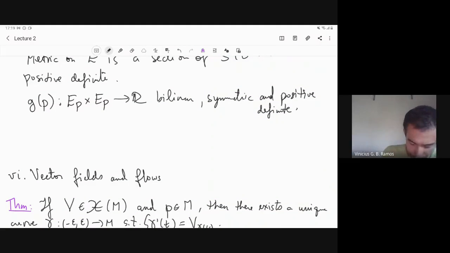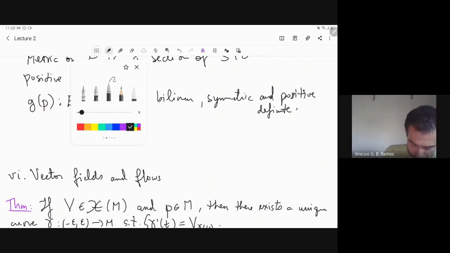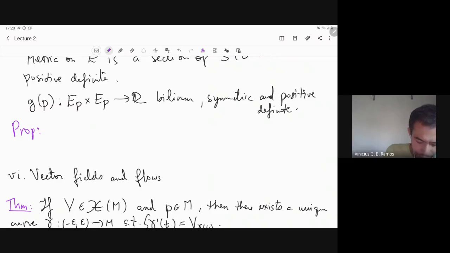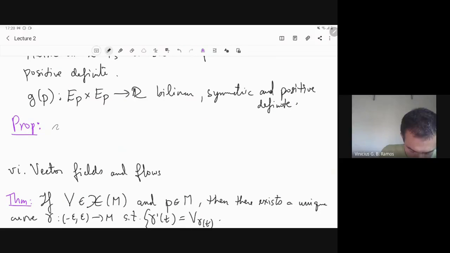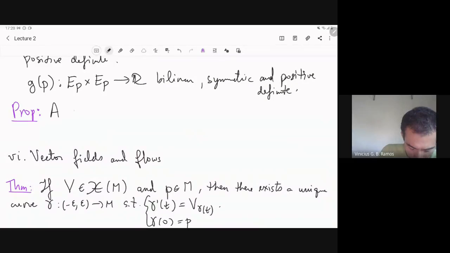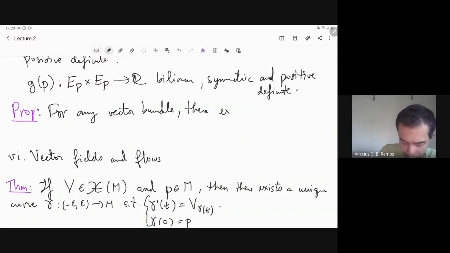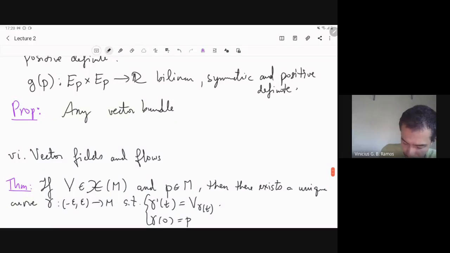And I think a very interesting and very useful proposition, if you've taken Riemannian geometry, you've certainly seen this, maybe many of you have not, is that any vector bundle admits a metric. So how do you prove this?